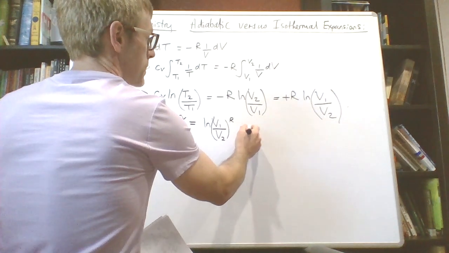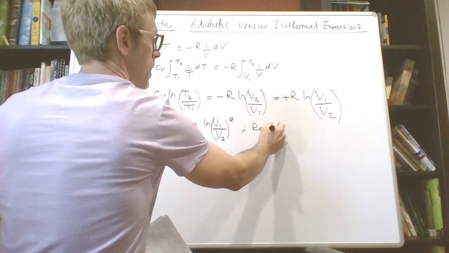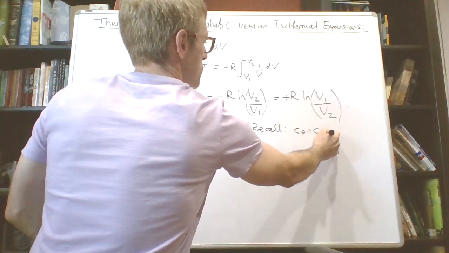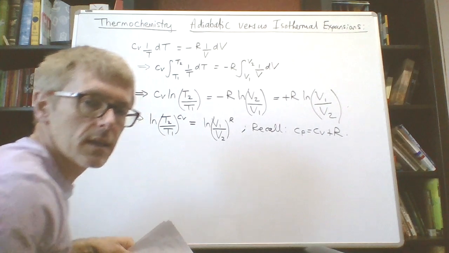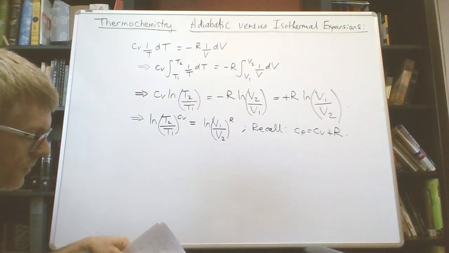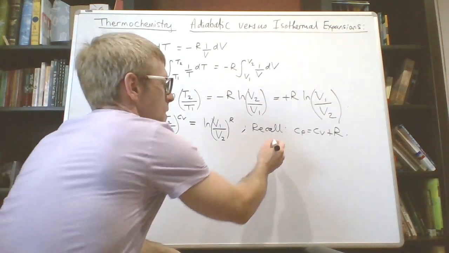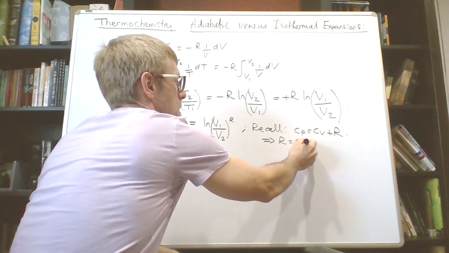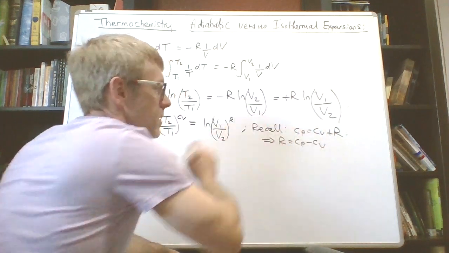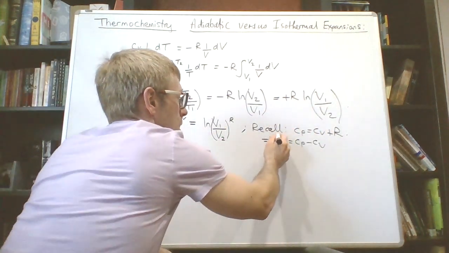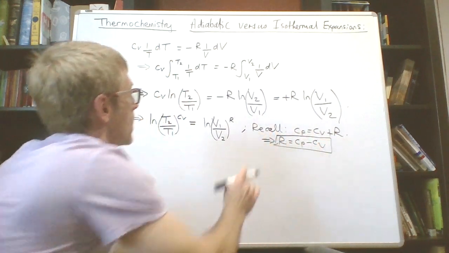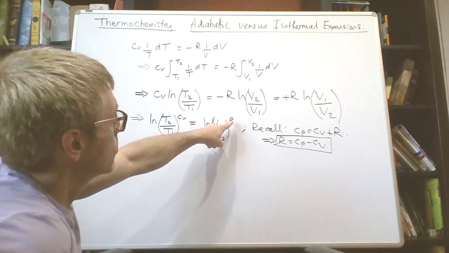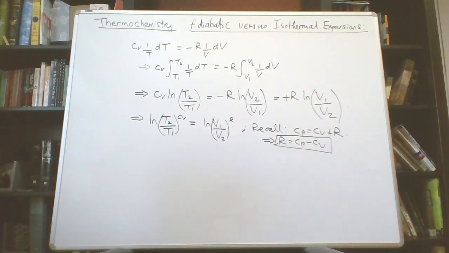Now recall something we've looked at previously. So recall that Cp is Cv plus R. We already looked at that earlier on. We're just going to restate it again here. Well, this implies that R is Cp minus Cv, so we just take Cv to the other side. And we're going to sub in this way of looking at R into this equation here.